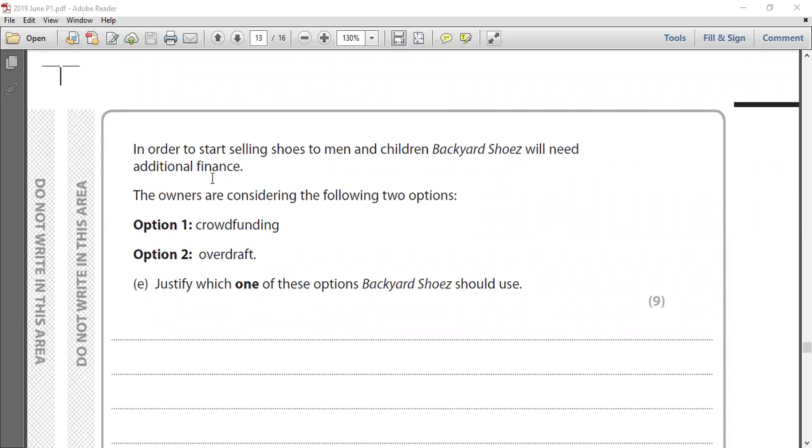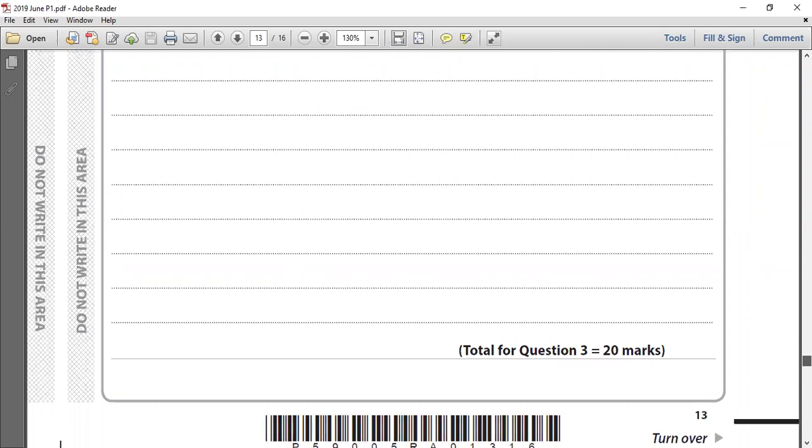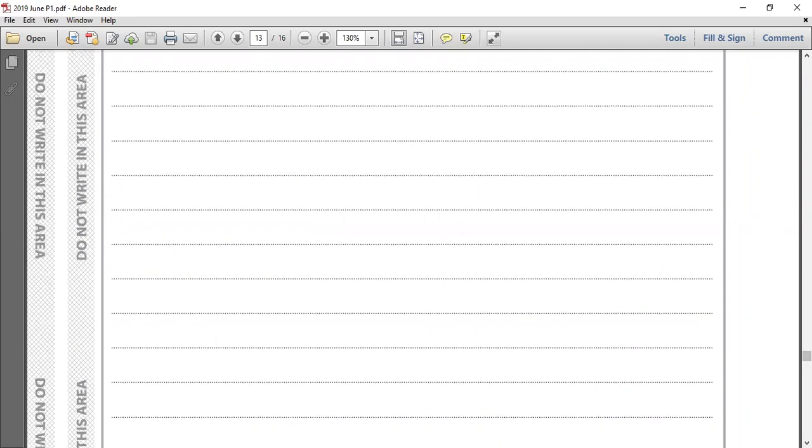The owners are considering the following 2 options. First option is crowdfunding, and second option is overdraft. Both options are correct, but when you're writing a 9-mark question, you have to pick one option only. Don't compare and contrast. Take one option, let's say option 1, crowdfunding. Then talk about 2 advantages and 2 disadvantages, limitations of crowdfunding. No definition and no conclusion needed. Just a 9-mark question. You can see the 9-mark space is just 1 page. This is the answer.